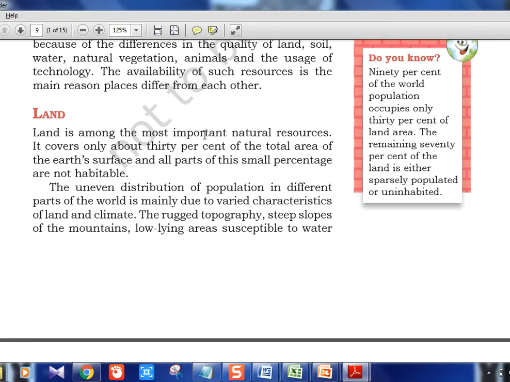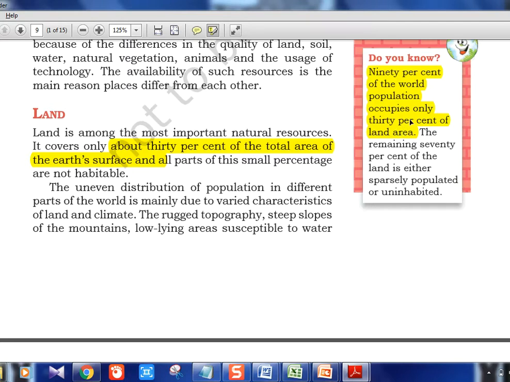So if you see, land is among the most important natural resources. It covers about 30% of the total area of the earth's surface. You know, the remaining 70% is full of water. So 30% is land. And here in this box, you should see something like 90% of the world population occupies only 30% of the land area. That means already we have only 30% land, and within that 30%, almost everyone is living in only a part of it.